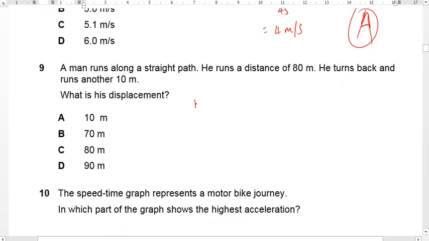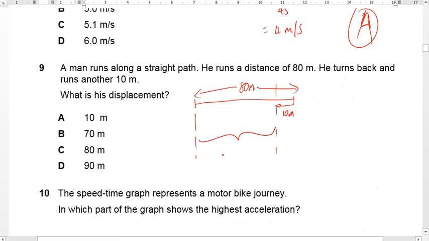A man runs along a straight path, goes this way 80 meters, turns back another 10 meters. Displacement from the starting to the ending. So this must be 80 minus 10 equals to 70.